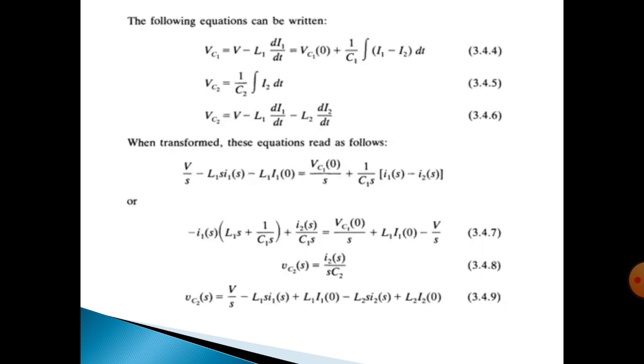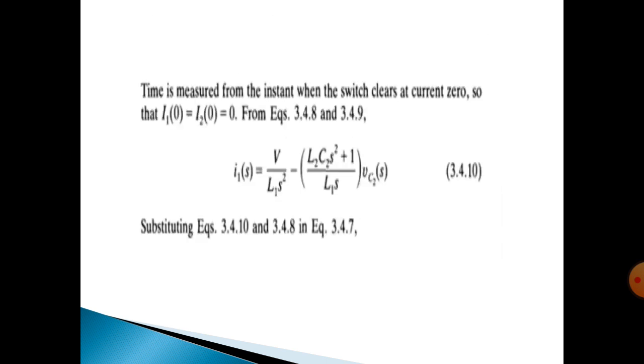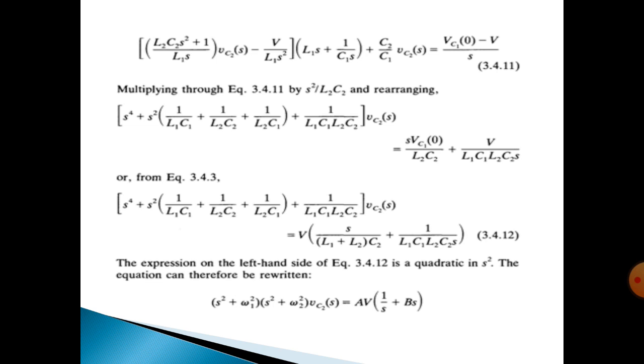In equation 3.4.9, the values of current I1 of 0 and I2 of 0 are equal to 0. That means when the switch clears at the current zero position, the time is measured from the instant I1 of 0 equals I2 of 0 equals 0. We substitute these values in the above equations 3.4.8 and 3.4.9 and get the new equation for I1 of S. Multiplying through equation 3.4.1 by S squared divided by L2 into C2, we finally get the quadratic in S squared. This is the final equation of double frequency transients, occurring in quadratic form.